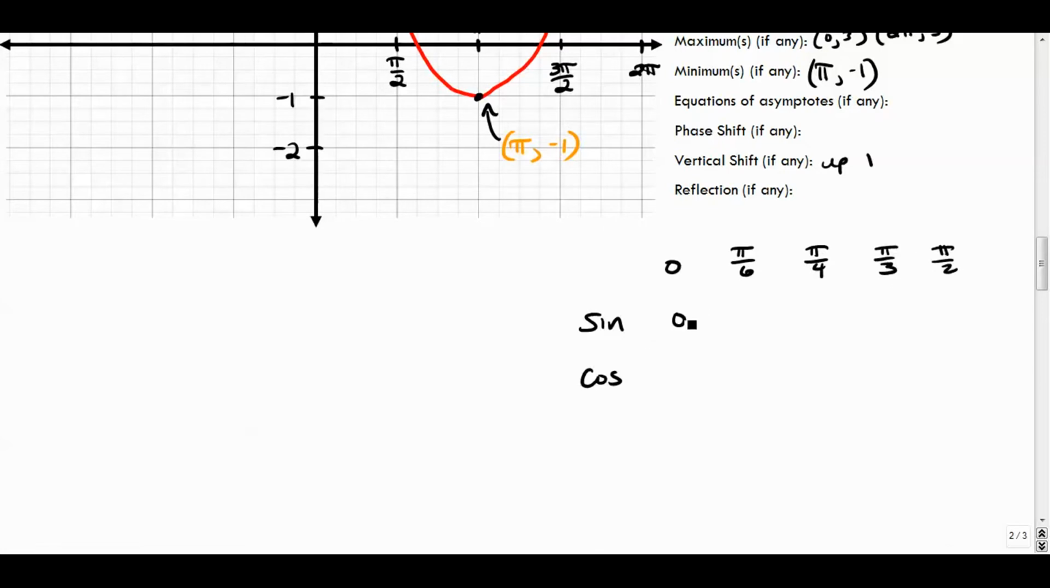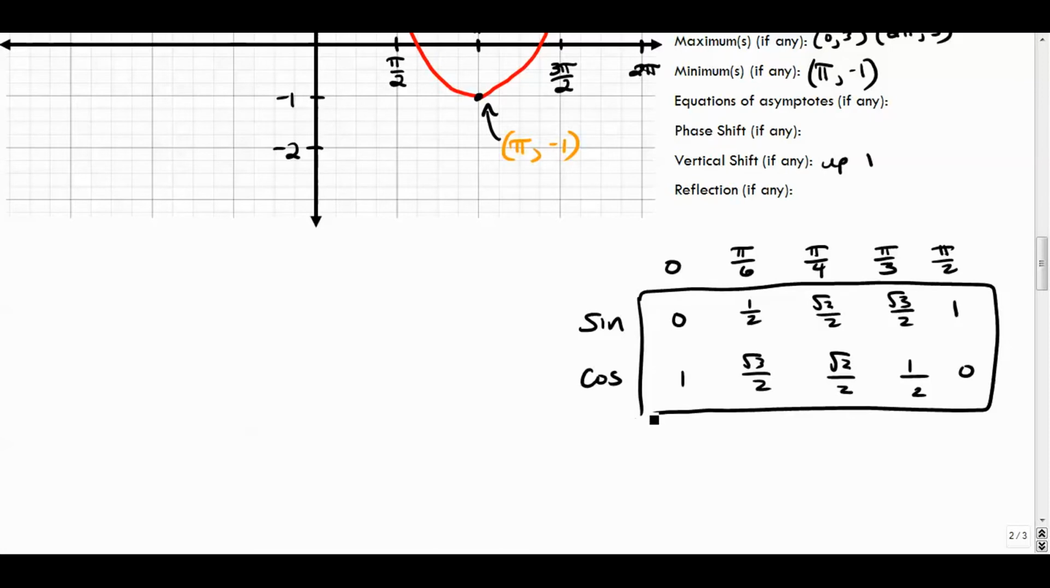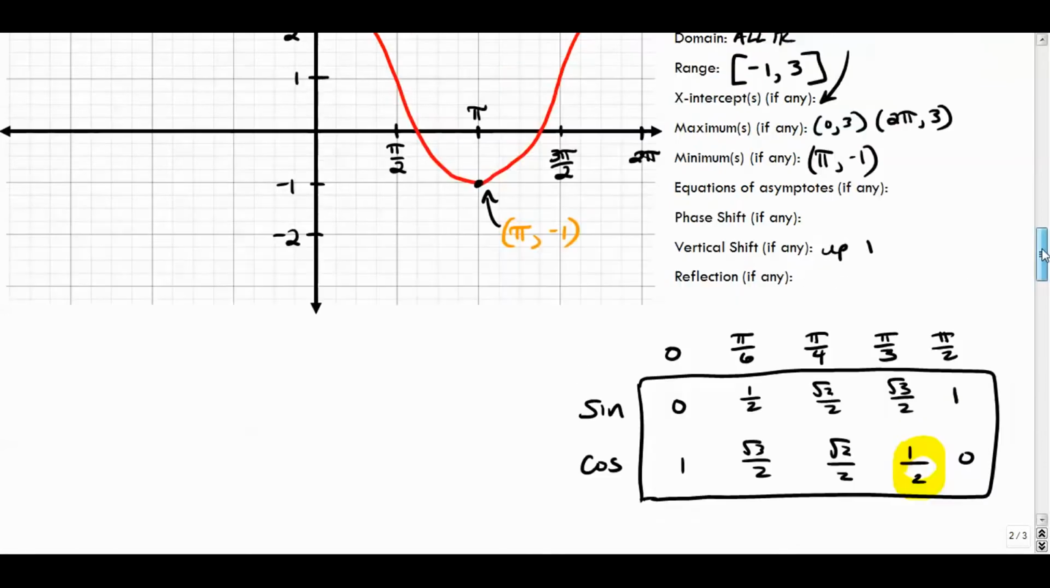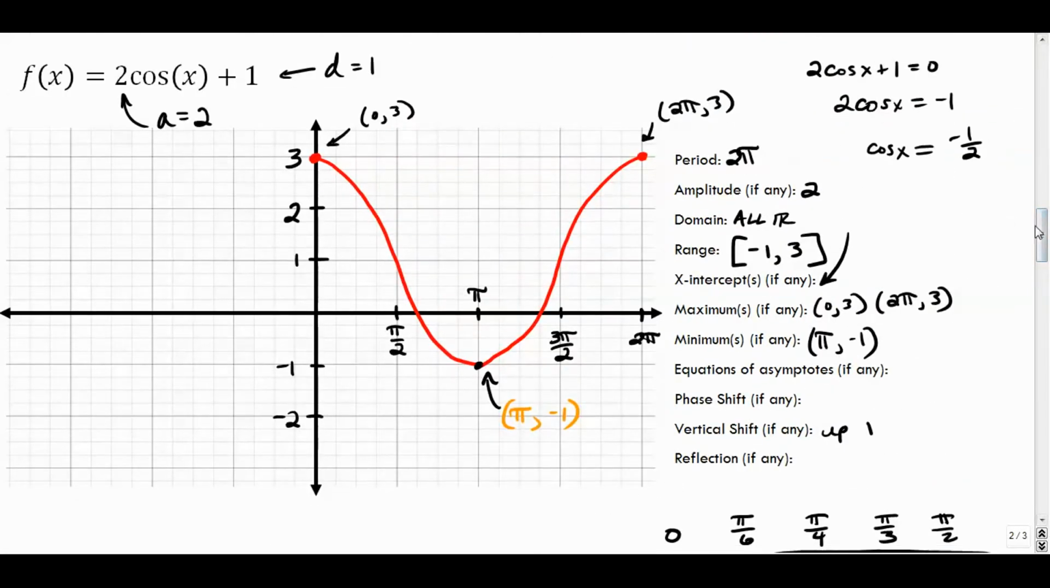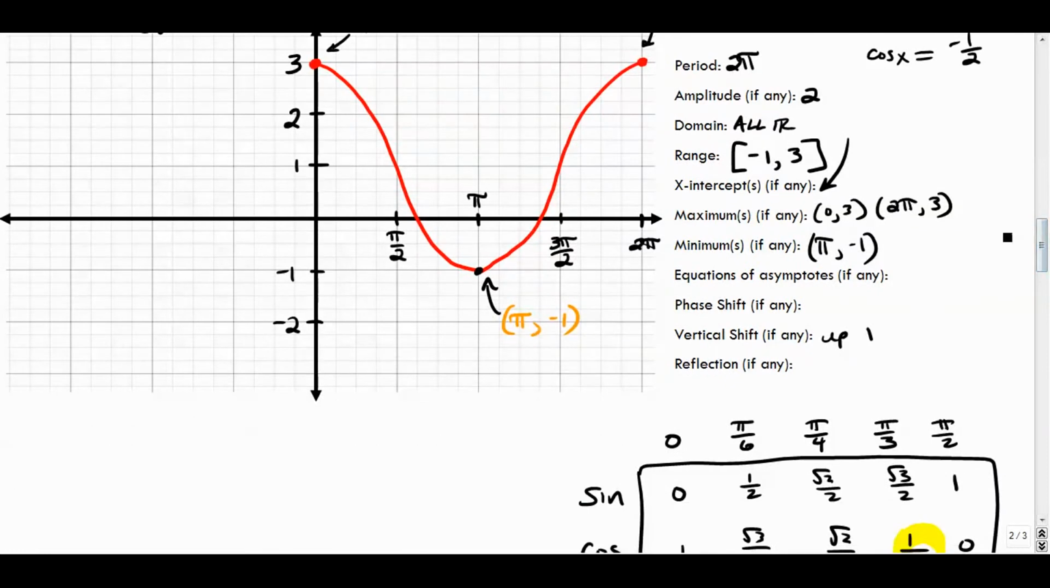Alright, sine of 0 is 0. This is 1/2. Radical 2 over 2. Radical 3 over 2. Radical 4 over 2. Radical 4 over 2. Radical 3 over 2. Radical 2 over 2. Radical 1 over 2. And radical 0 over 2. Alright, so I have that sort of pattern memorized. The cosine of π/3 is 1/2, but I want to know where it's -1/2. So I know it's going to have something to do with π/3.